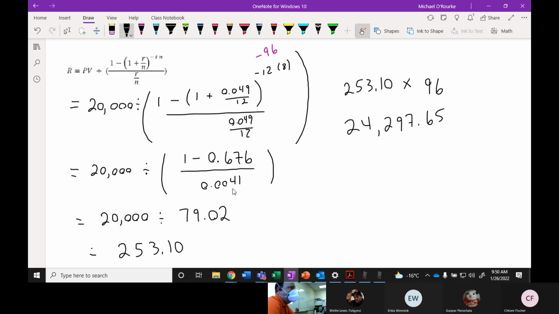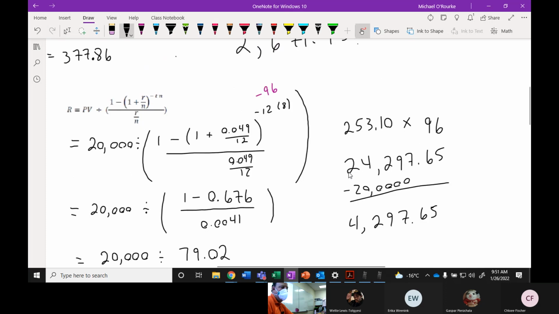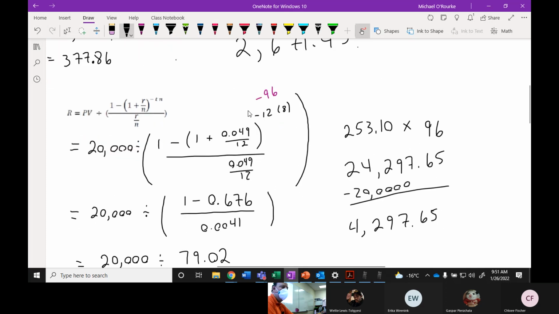Yeah, that's that number. To get this number, I went 0.049 divided by 12, plus 1, equals, to the power of negative 96. So if you look here, I paid $24,000 overall. Therefore I paid $4,297.65 in interest, minus off 20,000. So even though my payment was lower, I ended up paying almost 1,500 more interest.